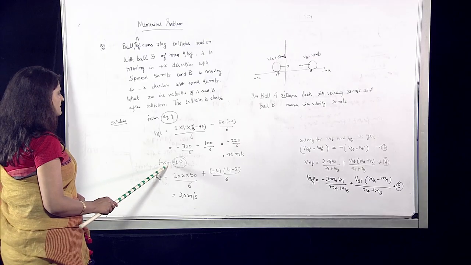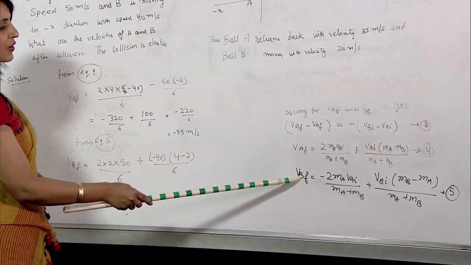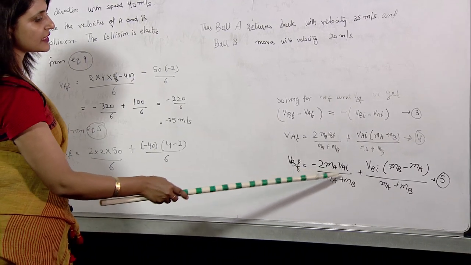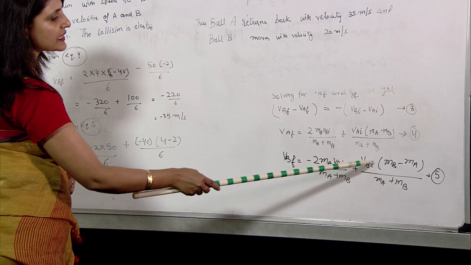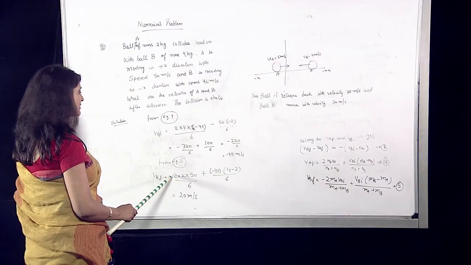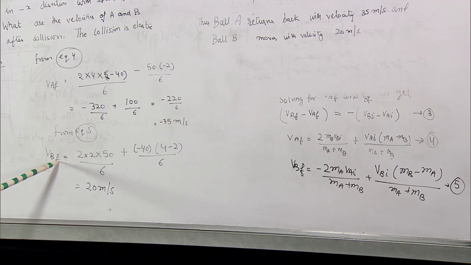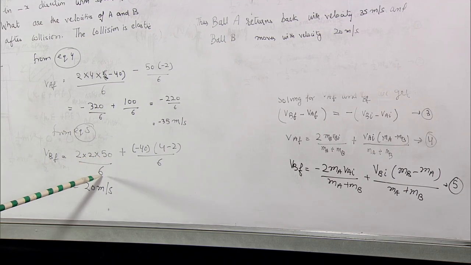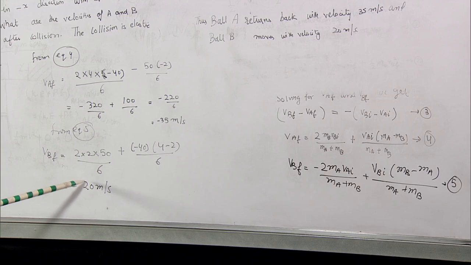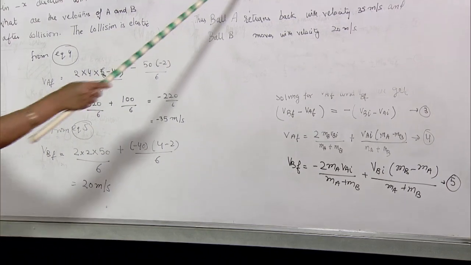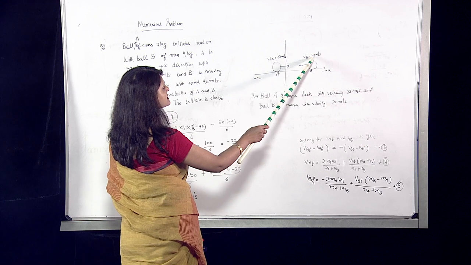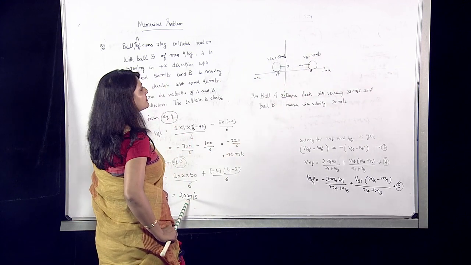Now let's consider equation number 5, which gives the final velocity of ball B after collision. It is given by minus 2 MA VAI upon MA plus MB plus VBI times MB minus MA upon MA plus MB. While substituting these values in equation 5, we get the final velocity of B, which is equal to 2 into 2 into 50 by 6 plus minus 40 times 4 minus 2 upon 6. While solving, we get positive 20 meter per second. So after collision, the ball is now moving towards the right, that is the positive x direction, and again there is a loss in the velocity, it has come down to 20 meter per second.